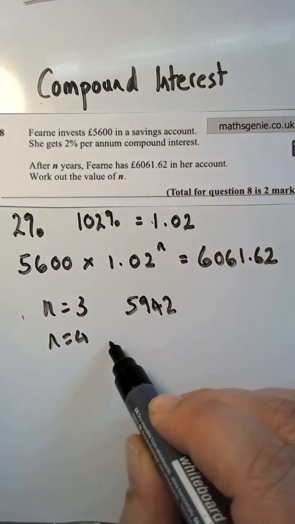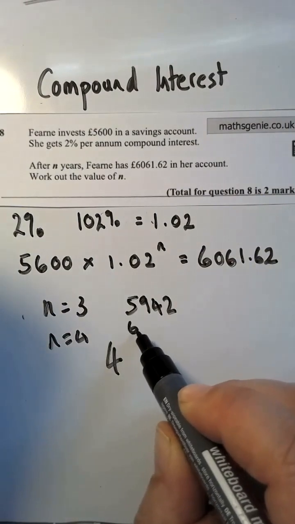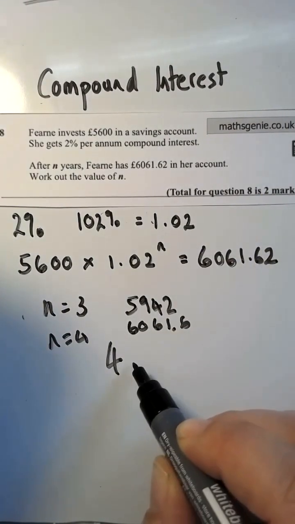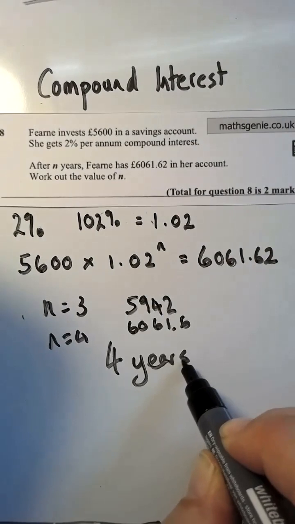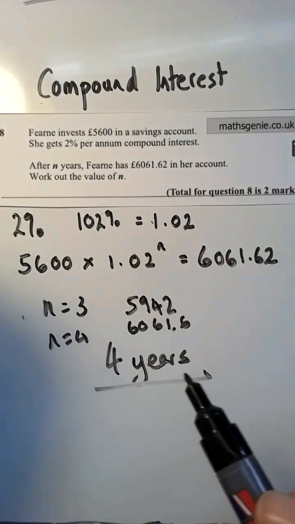So n equals 4. So this was 6061.6. This is 4 years. Work out the value of n. So n equals 4.